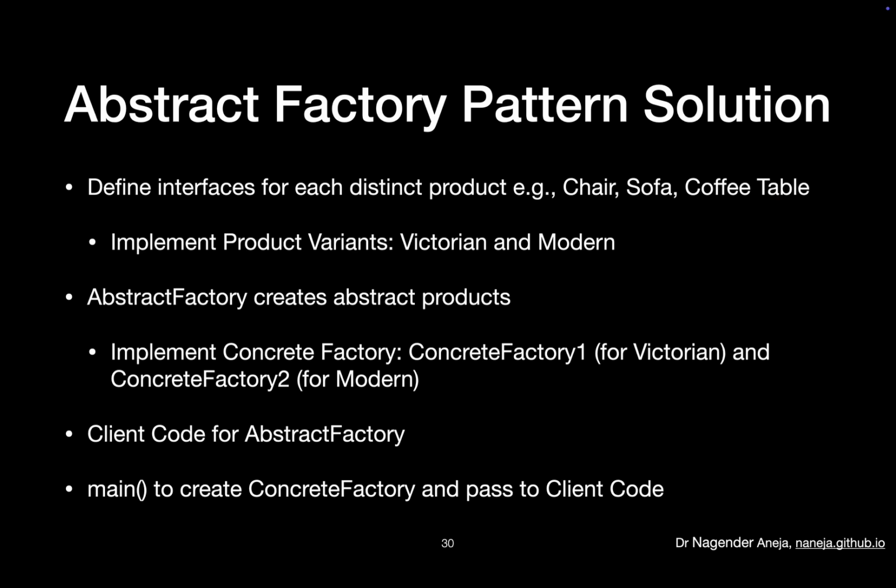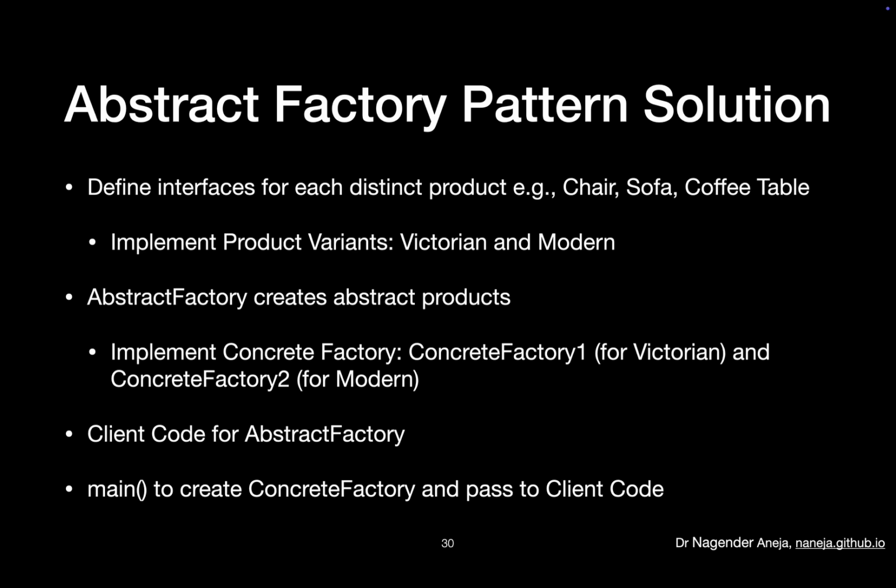Next, we are going to implement the product variants. So we are going to implement Victorian chair, modern chair, Victorian sofa, modern sofa, Victorian coffee table, and modern coffee table. This is how we are going to define them. Next, the abstract factory creates abstract products. These are all the classes that we have created. Next will be the factory method.